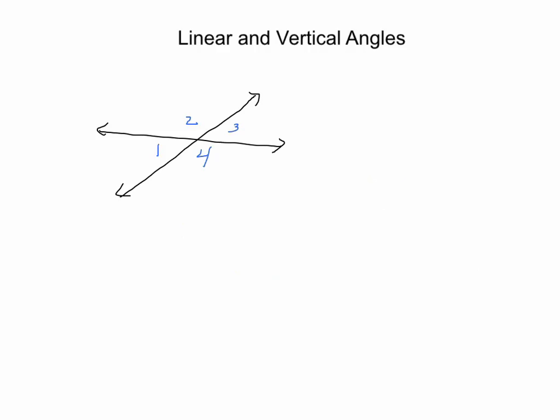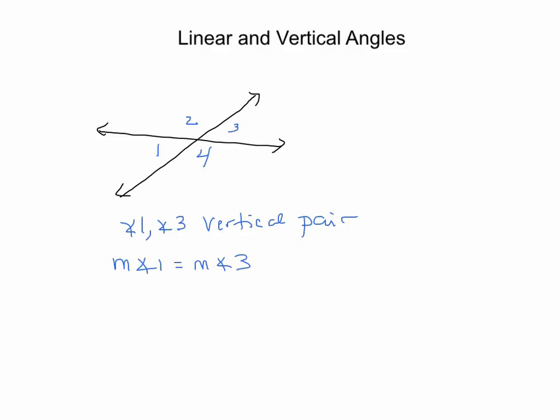So let me just jot that down. So angle 1 and angle 3 are a vertical pair, and the measure of angle 1 will equal the measure of angle 3. And in similar fashion, we could say the same thing about angles 2 and 4. Now, let's see why vertical pairs are congruent. And I'll do that first with an example and then second with a proof. First, let's do an example.